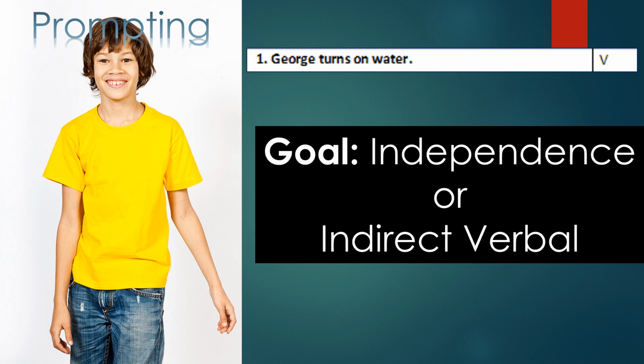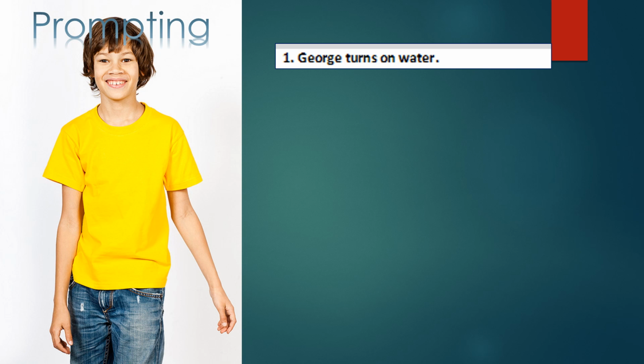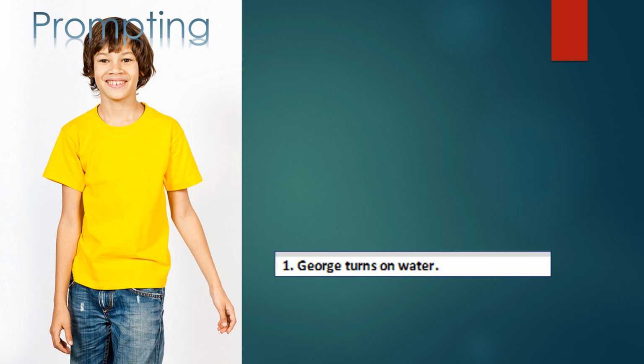Now that we know where they struggle, we need to set a goal to improve. For this example we want them to improve by turning on the water either independently or with an indirect verbal. It is really hard to know how to improve if you don't know what is expected. In this example, if you don't let him know you want him to turn on the water when he steps up to the sink, it will be harder for him to pick that information up.